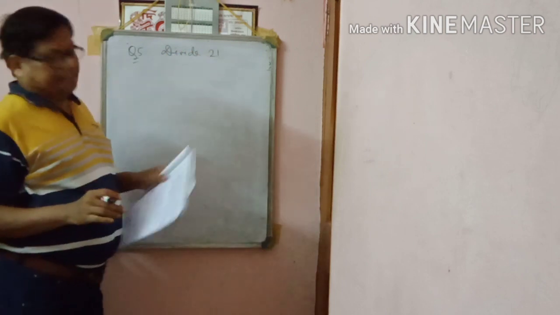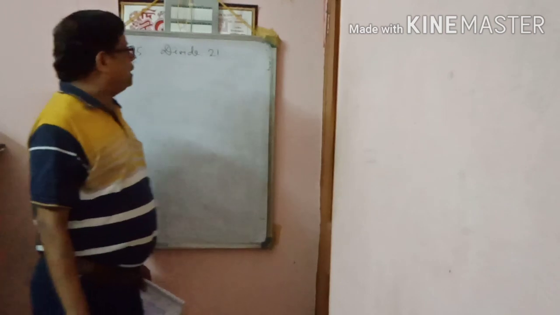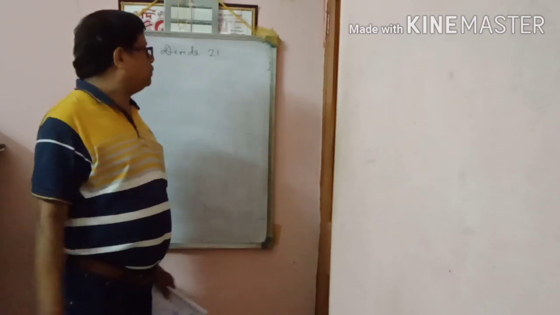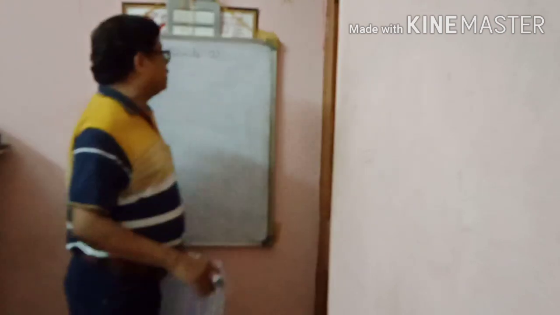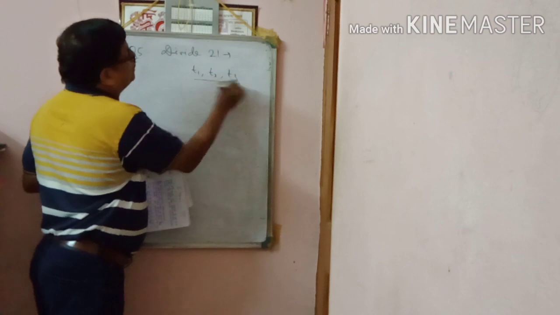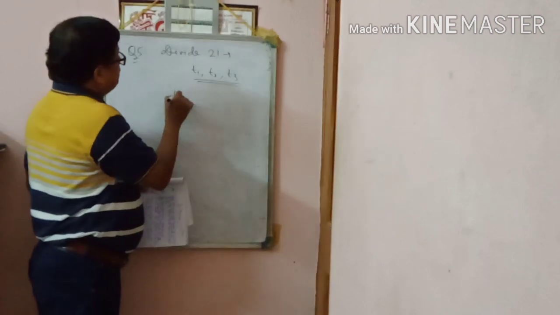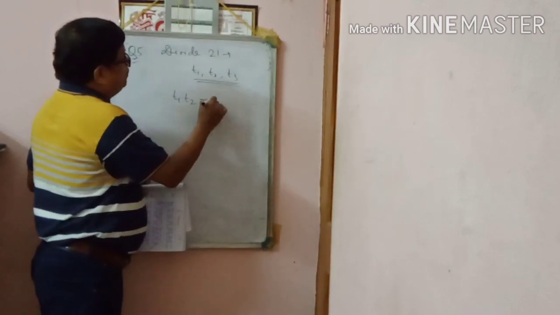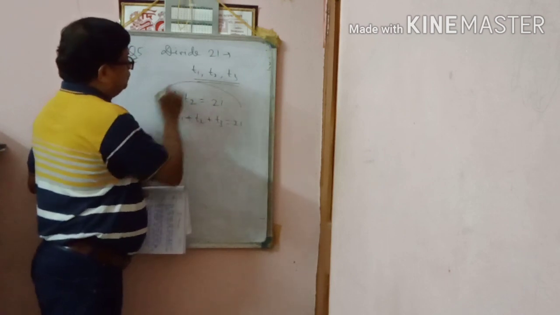Divide 21 into 3 parts, the 3 parts are in AP, such that the product of the first and second is 21. So suppose the 3 parts are T1, T2, T3, and the product of first and second part, that is T1 T2, equal to 21, and T1 plus T2 plus T3 equal to 21. This is given.